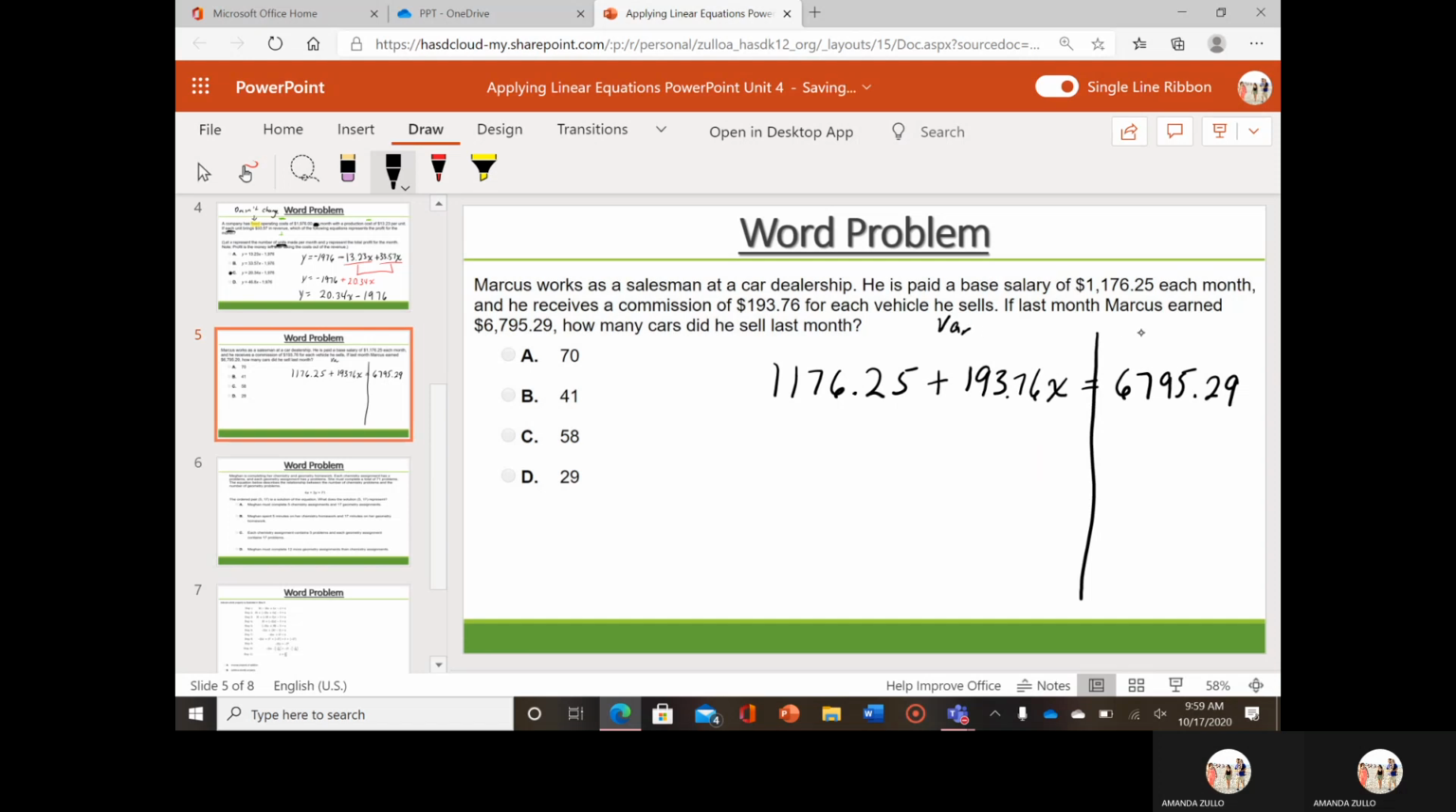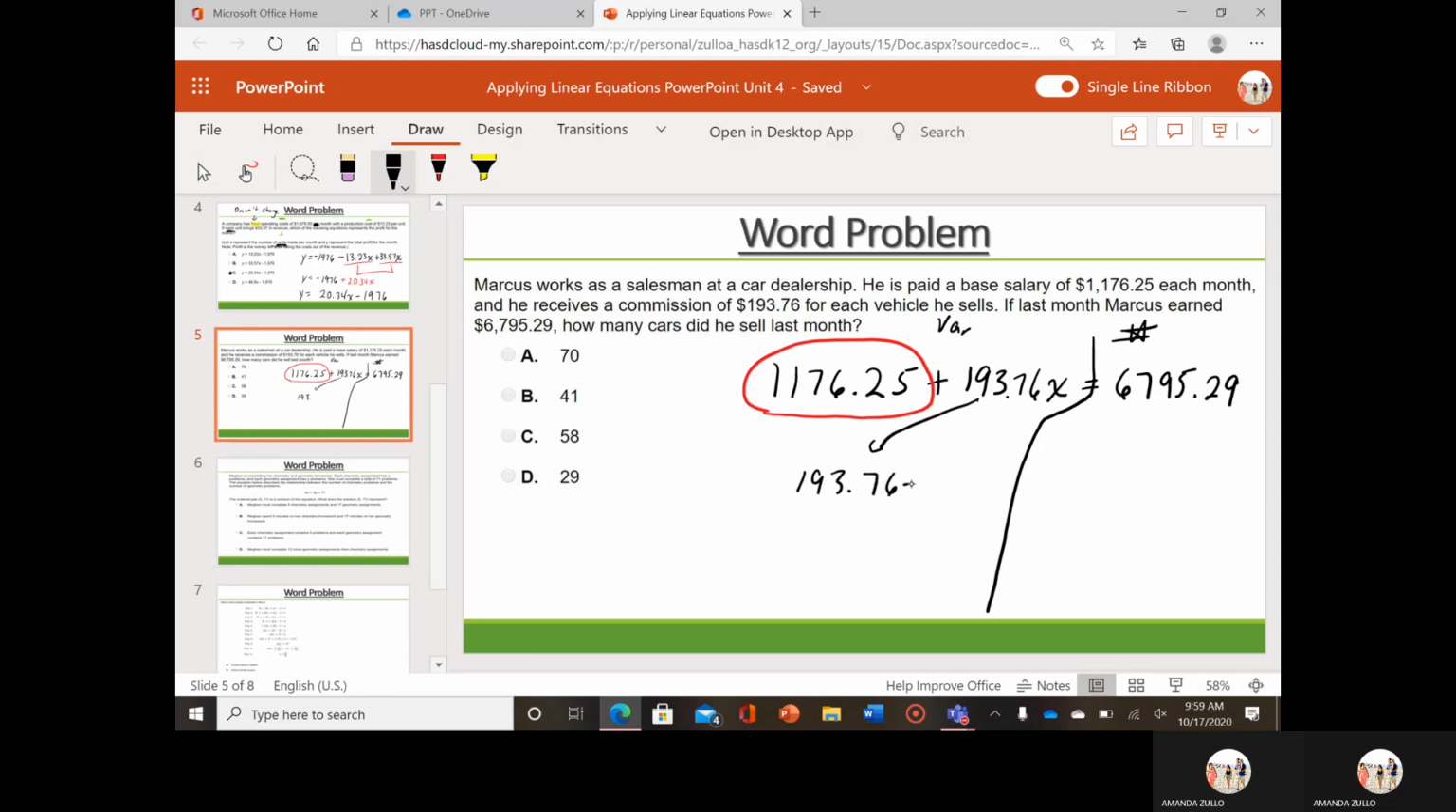I'm going to call this my variable side, and this my number side. I'm also going to fix my line here. I need more space over there. On my variable side, this is a number, and it does not belong there. So this comes down, 193.76x. My equal sign comes down, and this is a number on my number side, so I just copy that. However, I circled 1,176.25. So when I circle something, I change the side that it's on and the sign that it has. So here on the left, it was positive. So when I bring it to the right, I make it negative.